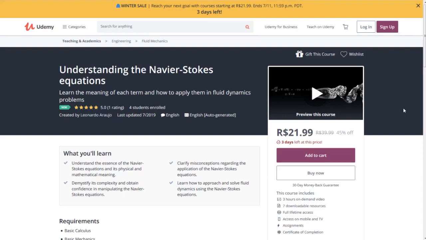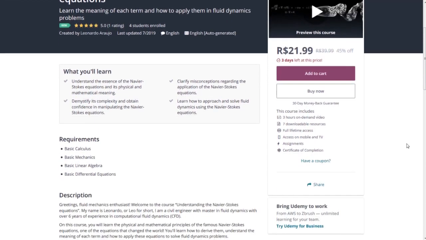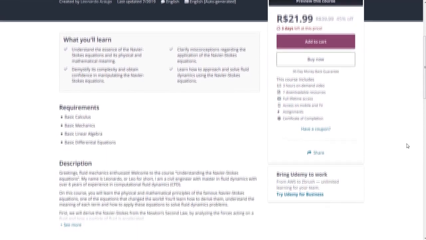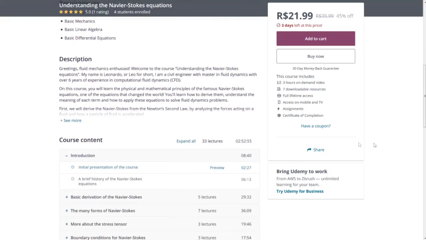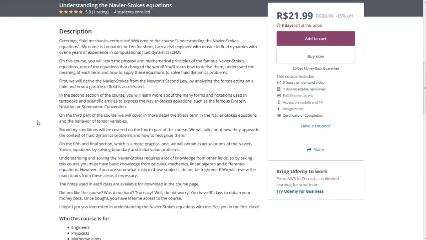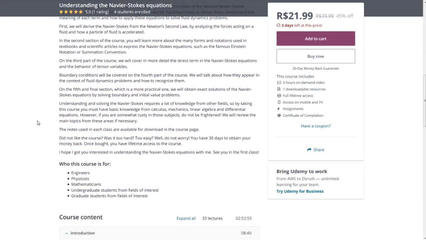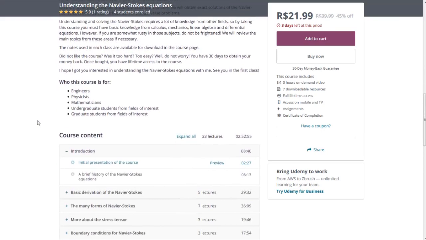I am a civil engineer with a master's in fluid dynamics, with over 6 years of experience in computational fluid dynamics, or CFD. In this course, you will learn the physical and mathematical principles of the Navier-Stokes Equations, learn how to derive them, understand the meaning of each term, and how to apply these equations to solve real fluid dynamics problems. First, we will derive the Navier-Stokes equations from Newton's second law by analyzing the forces acting on a fluid and how a particle of fluid is accelerated.